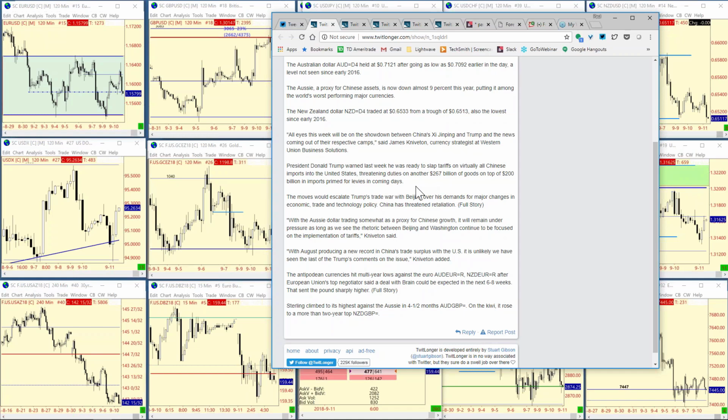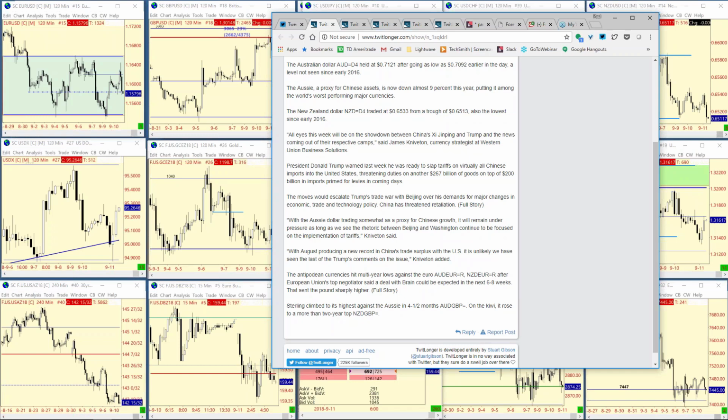But this news midway into the early morning U.S. session really got the dollar on the bid and started pushing up higher. So with the Aussie dollar trading somewhat as a proxy for Chinese growth, it will remain under pressure as long as we see the rhetoric between Beijing and Washington continue to be focused on the implementation of tariffs.